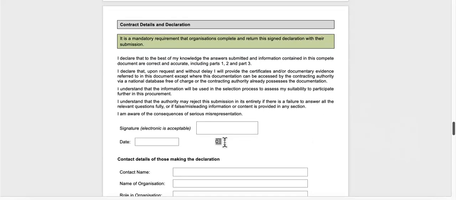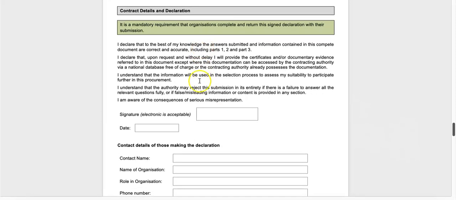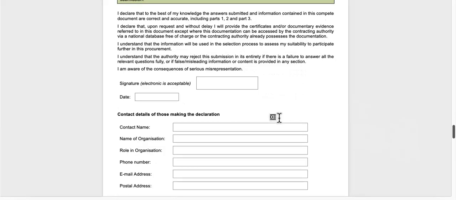It is a mandatory requirement that organisations complete and return this signed declaration with your submission. Please do read through the declaration, making sure that you fully understand everything that's in the declaration and you are happy to sign it. If you have any questions on the declaration or indeed any part of the application form, please use the clarification question process, which will be open until the date that it closes, which will be detailed in the invitation to tender documents.